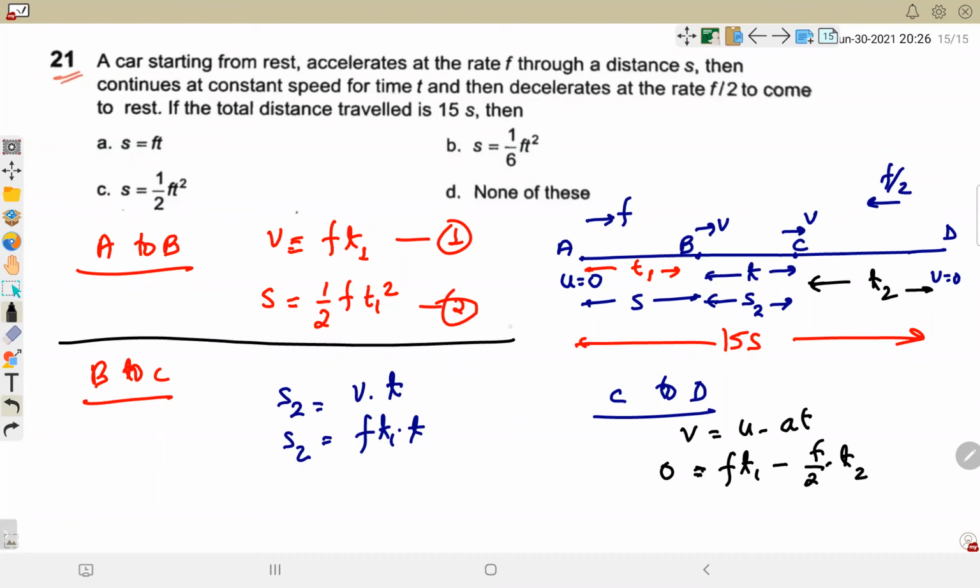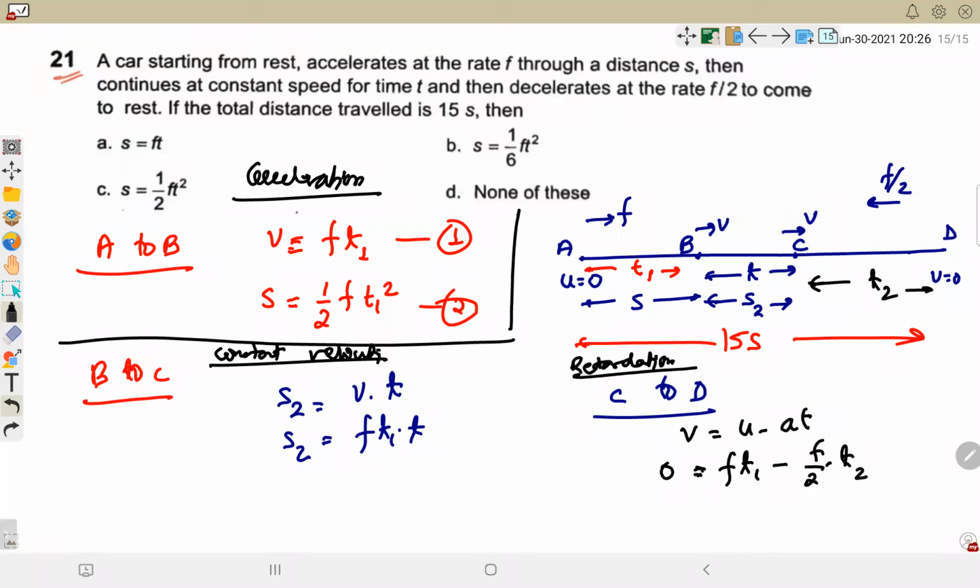तो ये 3 पार्ट में जर्नी है. पहले में एक्सेलरेटेड मोशन था, इसलिए हमने एक्सेलरेशन की इक्वेशन लगाई है. सेकेंड पार्ट, इट इज मूविंग विद द कांस्टेंट वेलोसिटी, एंड थर्ड पार्ट इज रिटार्डेशन. V is equal to U minus AT. So from here if we calculate T2 आ जाएगा 2 times T1.